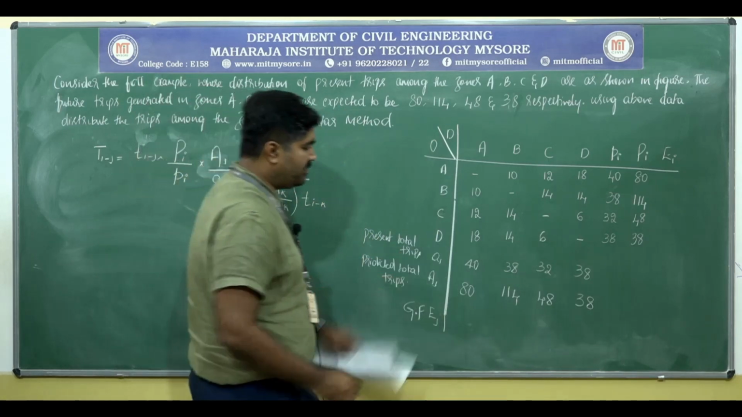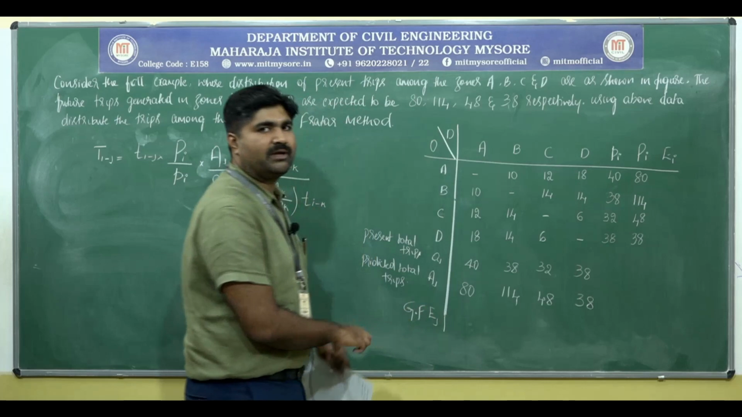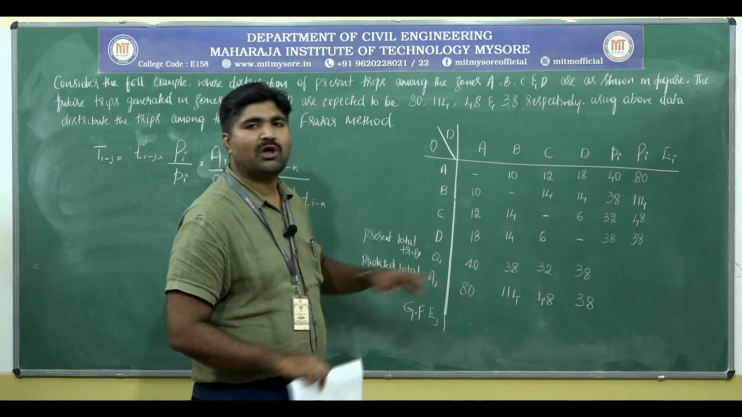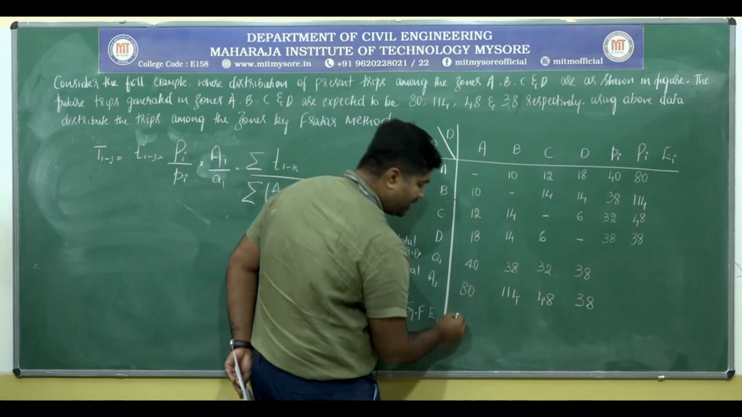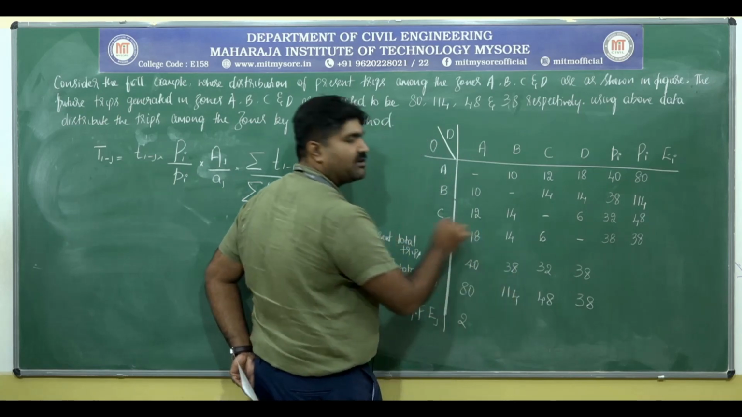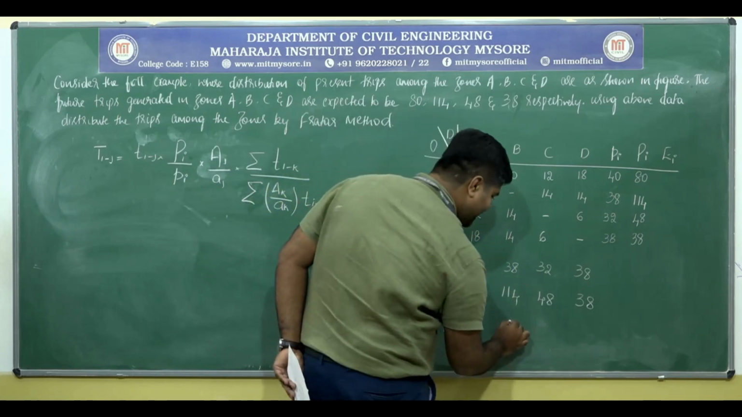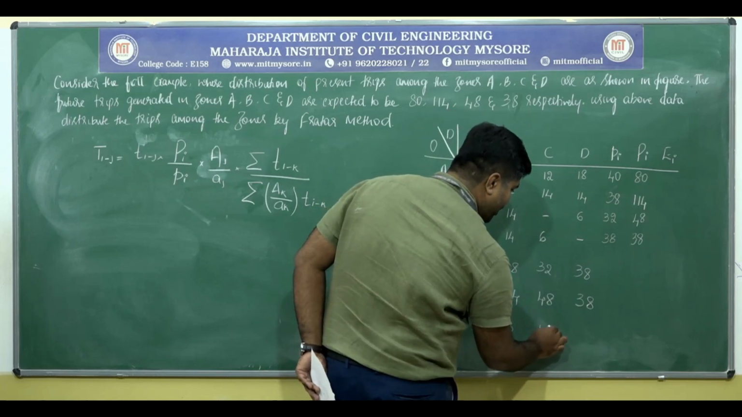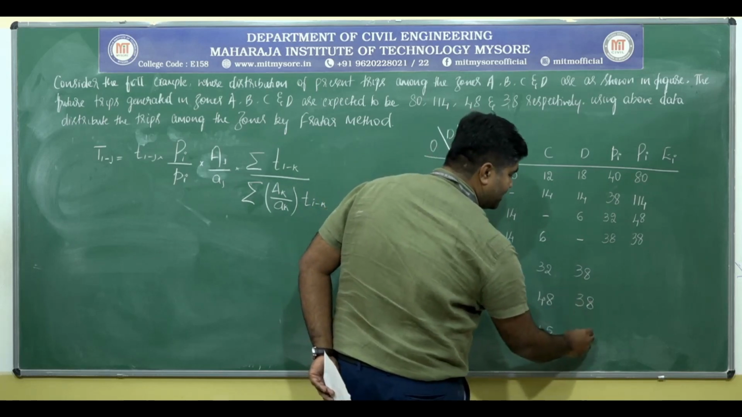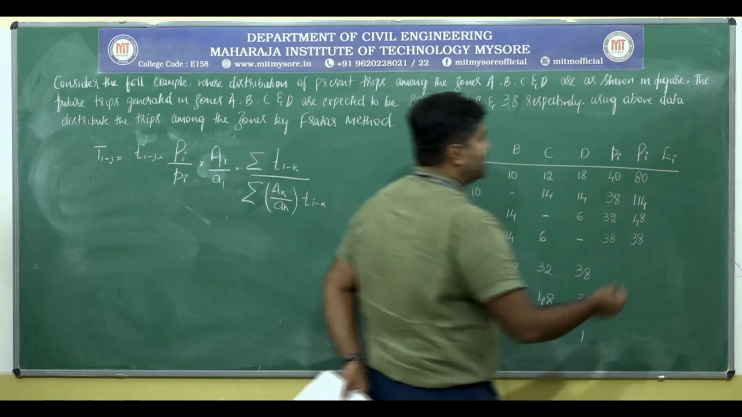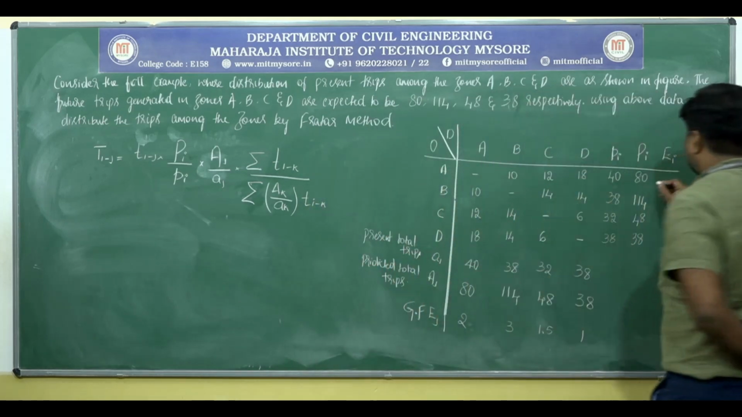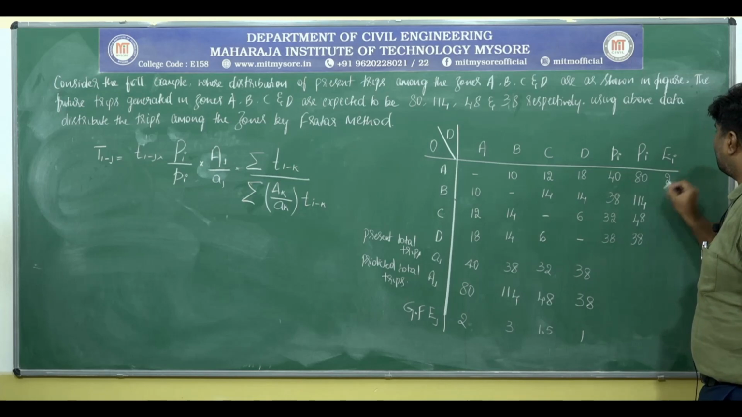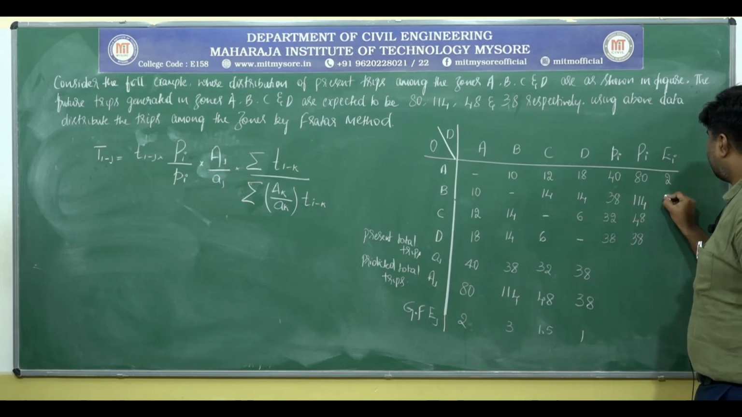The growth factor, as we know, will be capital AJ divided by small aj. 80 divided by 40 will get 2. 114 divided by 38 will get 3. 48 divided by 32 it will be 1.5. 38 divided by 38 it will be 1. Similarly here, 80 divided by 40 will get 2, 114 divided by 38 will get 3, 1.5, 1.